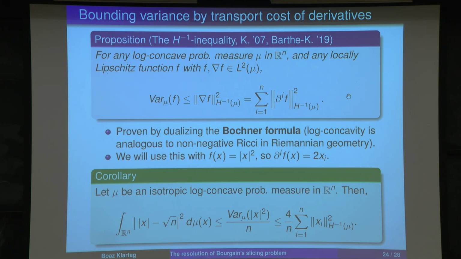for any isotropic probability measure in R^n, if I look at the deviation of the Euclidean norm from square root of n, by a trivial inequality, it's at most, no constant here, the variance of |x| over n.